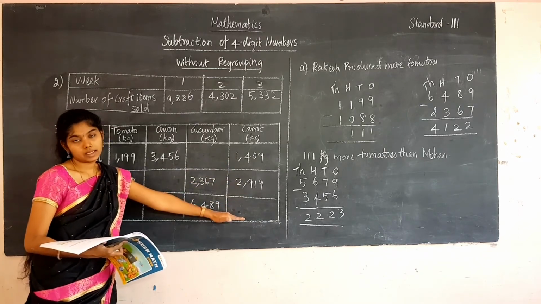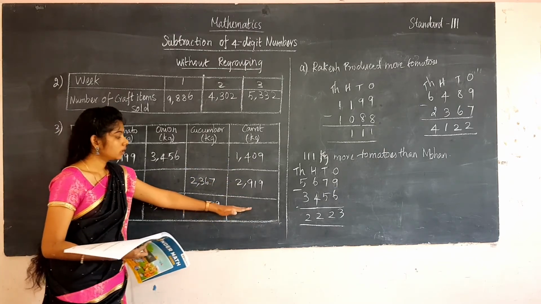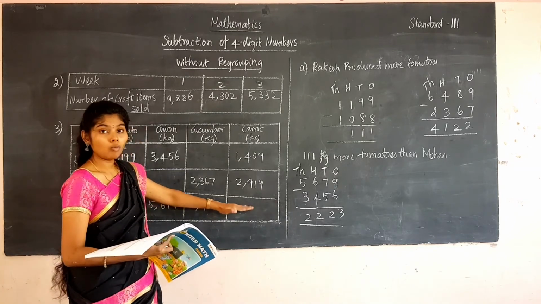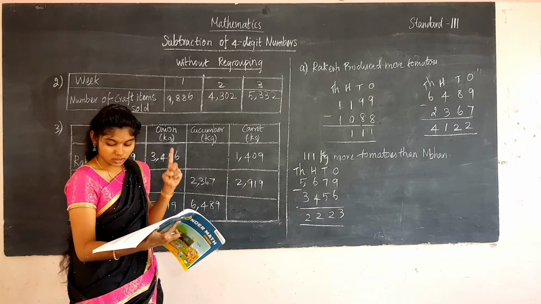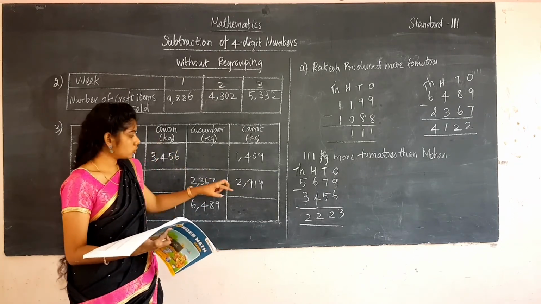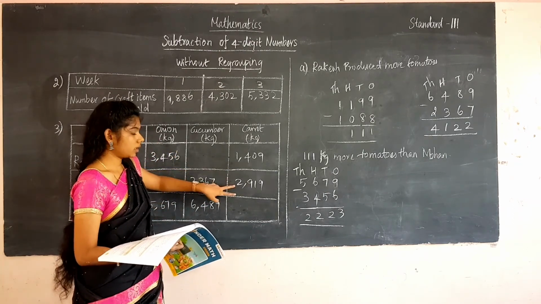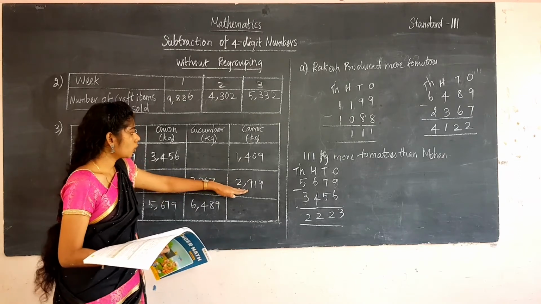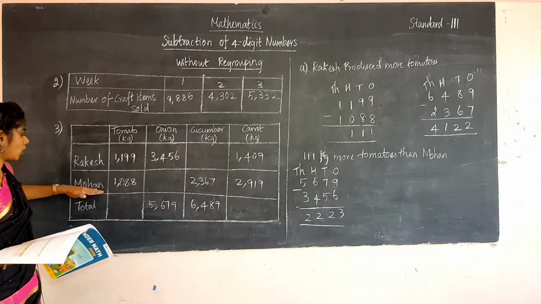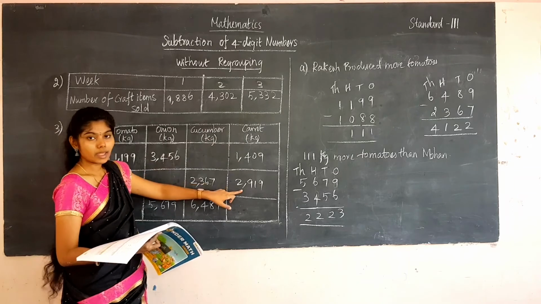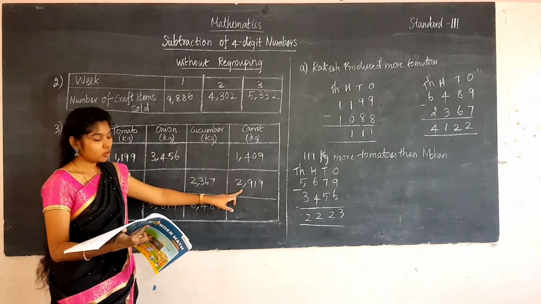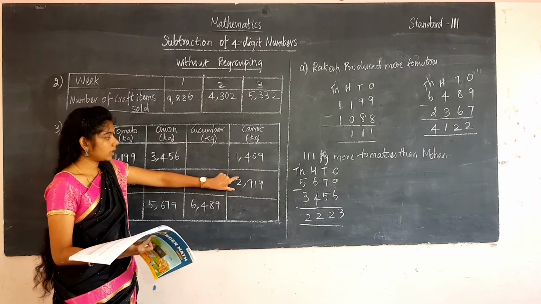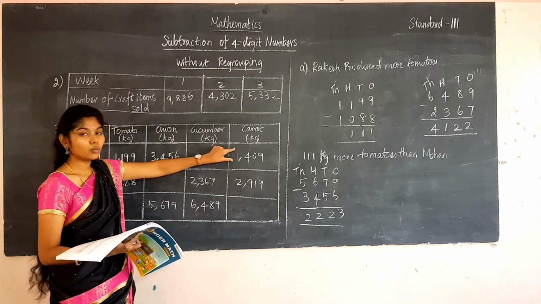The first question is, who has produced more? You have to check which number is greater. Mohan has produced more carrots. So that is the first answer. And the second answer, how much more, means you subtract these two numbers. First the greatest number, and then the smallest number, you will subtract.